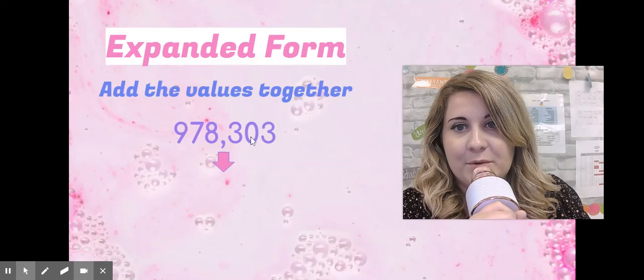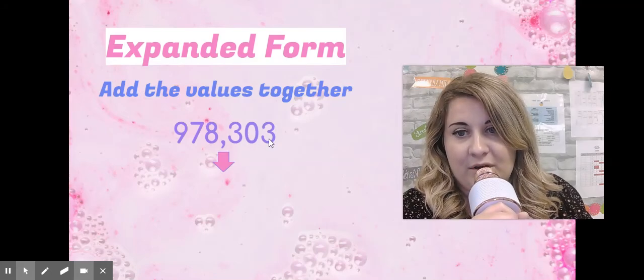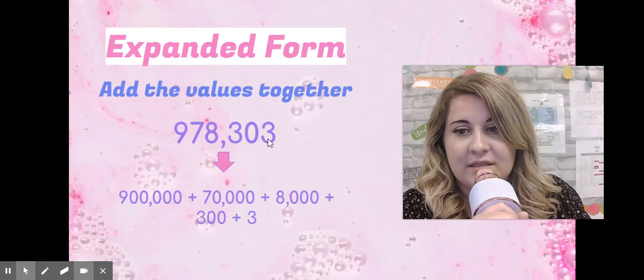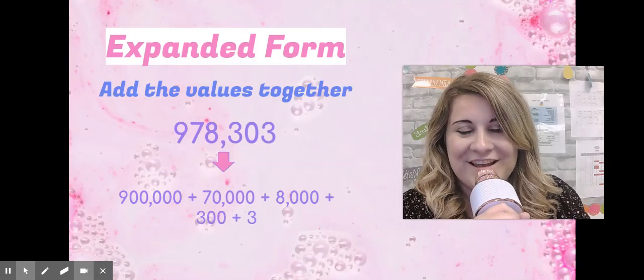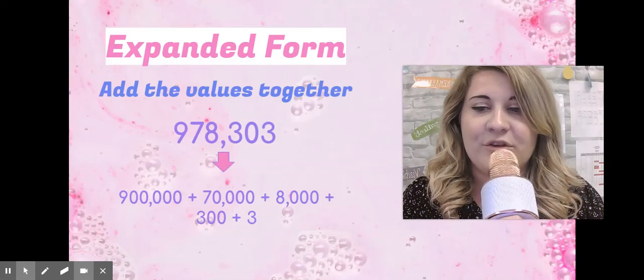You don't need to do anything with this 0, so we're just going to not do anything for the 10s, and then we're going to do plus 3 1s. So your answer is going to look like this: 900,000 plus 70,000 plus 8,000 plus 300 plus 3. And that is expanded form. You can do it this way.